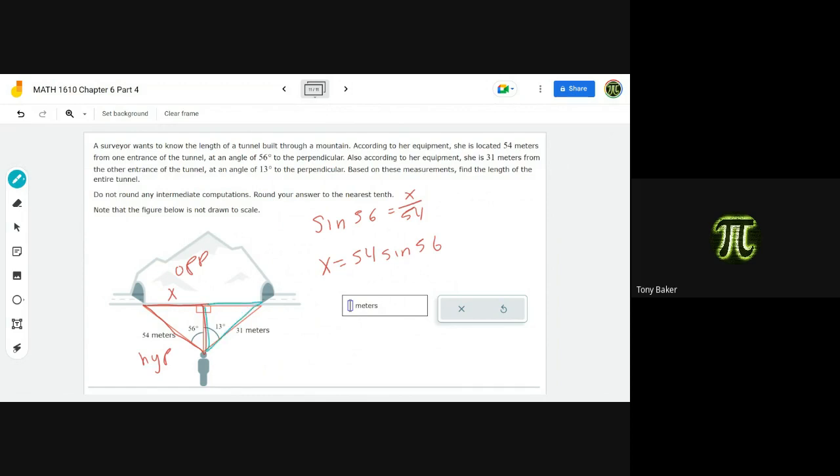Now let's look at this triangle. I'm looking for y, right? The nice thing is it's the exact same thing, except it's sine of 13 now and 31. So sine of 13 equals y over 31. So y is 31 sine of 13.